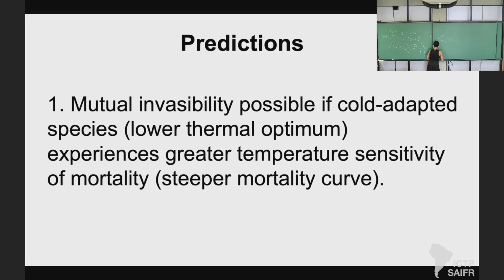If you have a temperature sensitivity of mortality such that your mortality is very low, that means very strong intraspecific competition, right? But the problem is now you're going to have a very strong effect on the other species, but since your mortality is really high when the environment is favorable to your competitor, your interspecific effect of competition is weaker than the intraspecific effect. Okay?